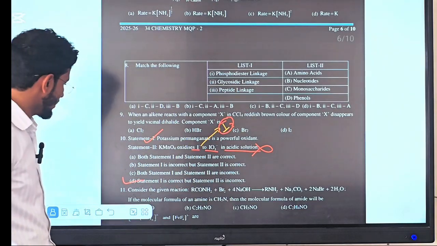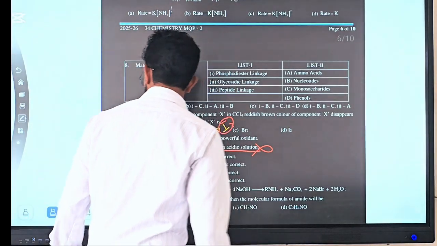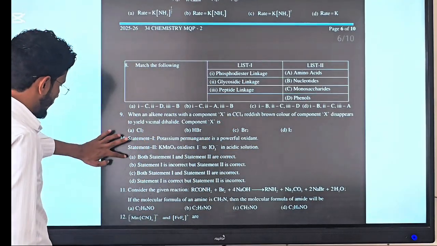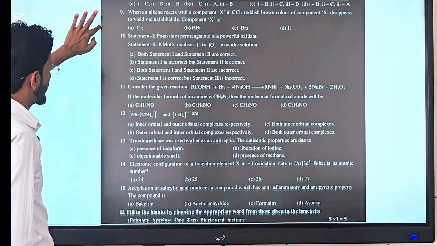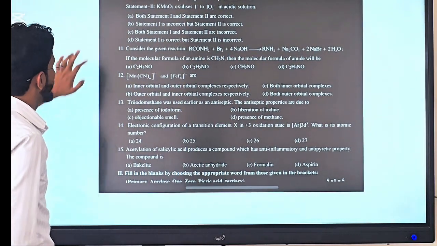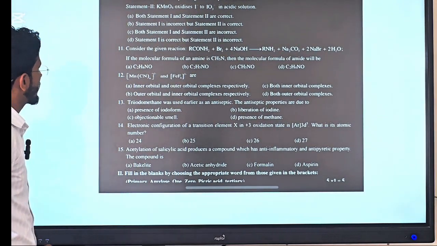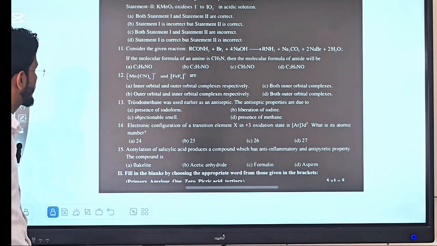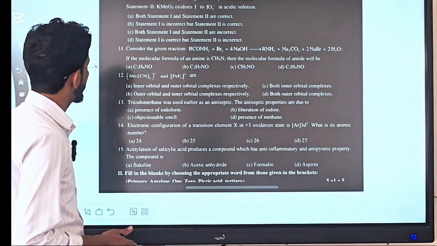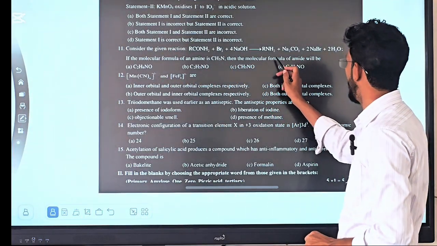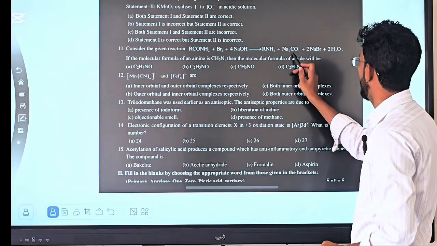Okay. Now, if we see the next question, question number 11. In question number 11, it is given: consider the given reaction RCONH2 plus Br2 plus NaOH gives RNH2 plus Na2CO3.